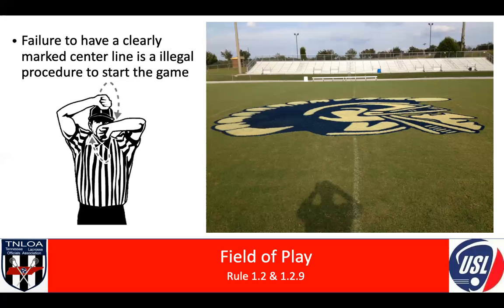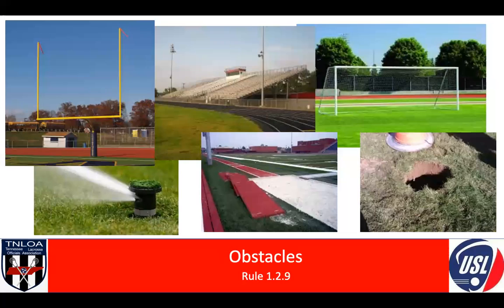We need a shadow line running through any logos or designs on the field. It's just an illegal procedure. We're going to turn the ball over. So these are things we need to look at when it comes to field conditions. We need to look at holes on the field, and soccer goals, especially on unified fields.